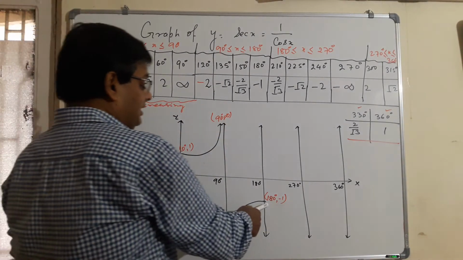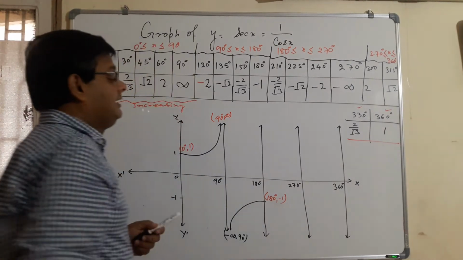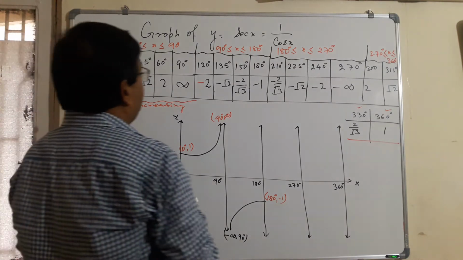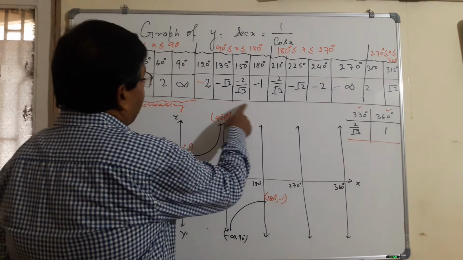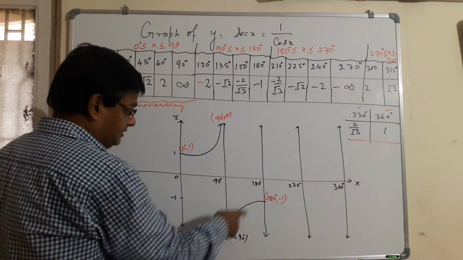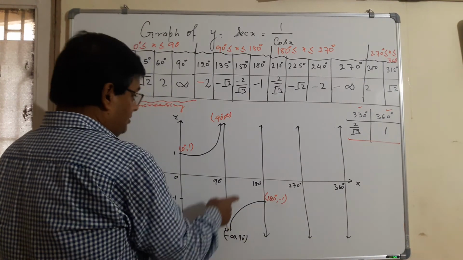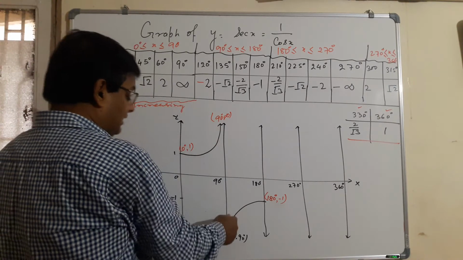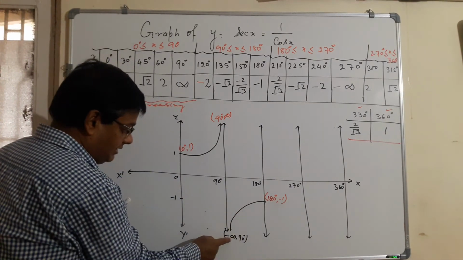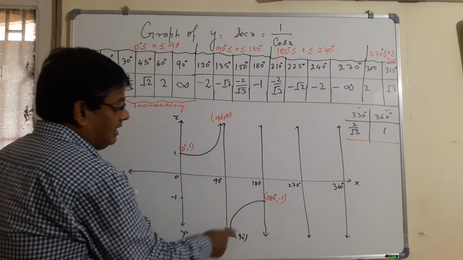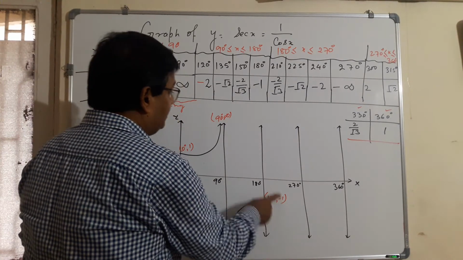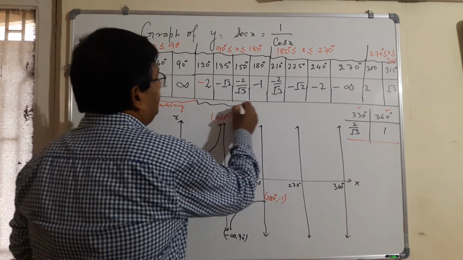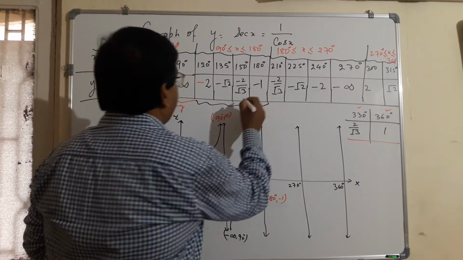Now you reach the third quadrant. In the third quadrant, see here, the value is increasing, from minus infinity to minus 1. Slightly greater than 90 is minus infinity and it goes towards minus 1. It means the value is increasing.